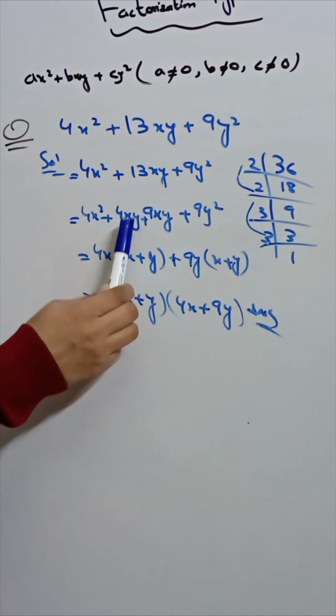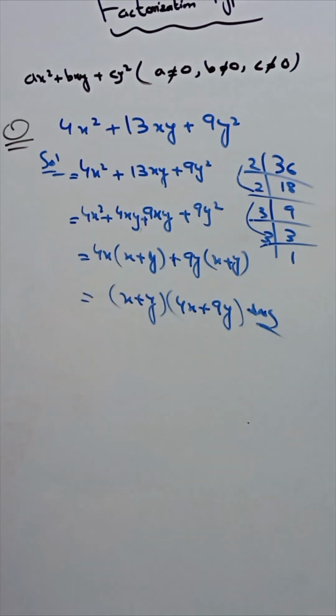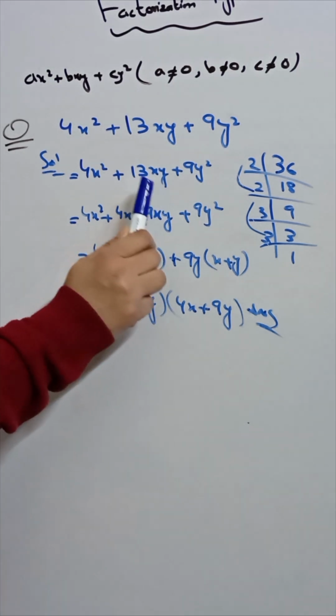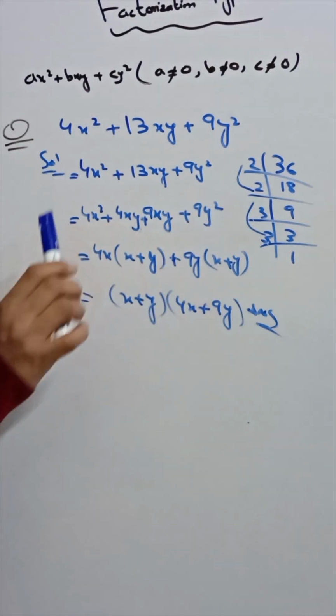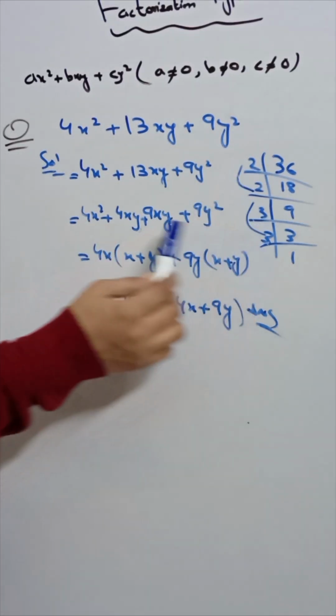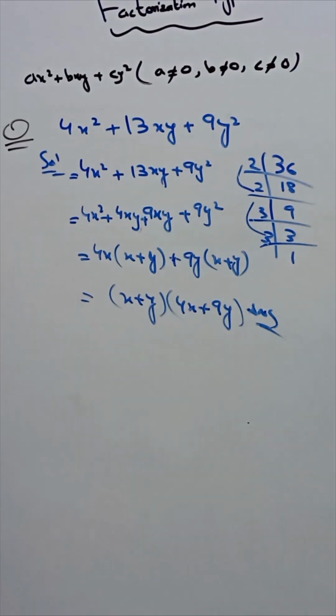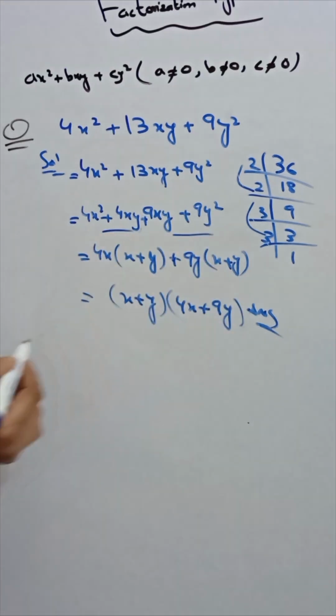So 4xy and the variable xy will remain the same. Whatever variable is here will remain the same. 4x square will remain the same, 9y square will remain the same. So 4 plus 9 becomes 13xy. Alright, in this step I think it's clear. Now we jump to the third step. In this step we make pairs of it, the first two terms and the last two terms.